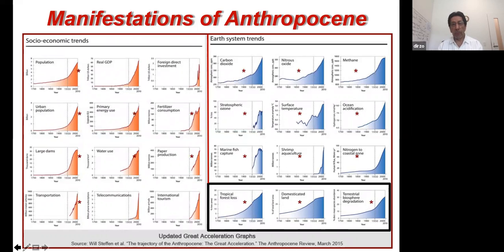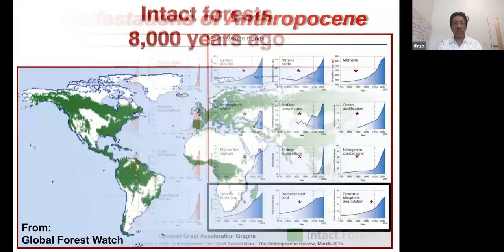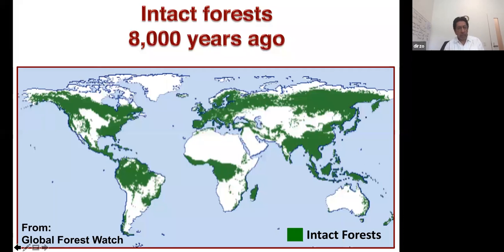In particular, tropical forest loss and domesticated land are important manifestations of the Anthropocene because they convey, with very good information, what is happening with the forests or the ecosystems of the planet. If we look at the next slide, we have an incredible couple of slides that were put together by Global Forest Watch. They did some clever modeling using bioclimatic information and also edaphic soil information to define what was the coverage of intact forests 8,000 years ago. And these are the forests that had closed canopy at that time, as you can see in this slide.